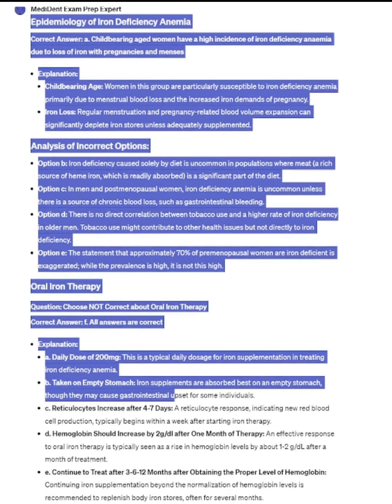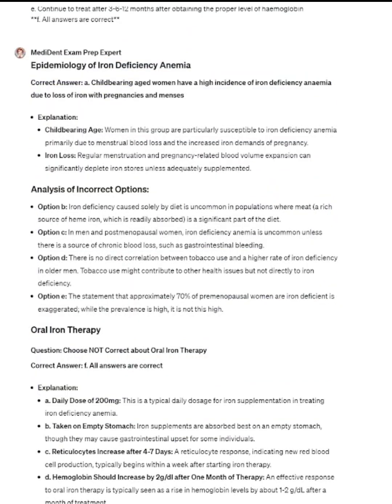Epidemiology of iron deficiency anemia. Correct answer: A. Childbearing aged women have a high incidence of iron deficiency anemia due to loss of iron with pregnancies and menses. Explanation. Childbearing age.